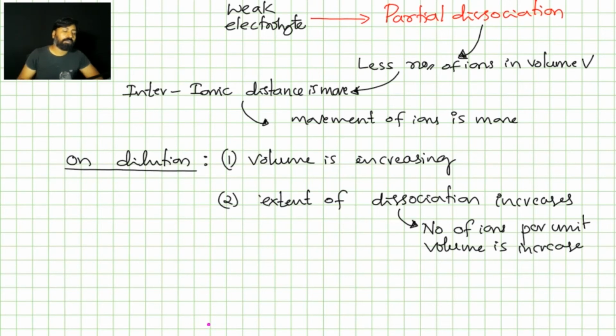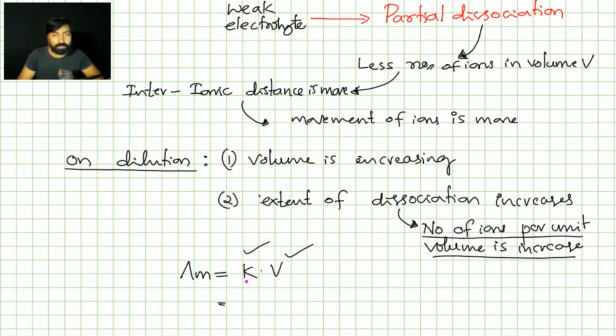Both factors are there in molar conductivity. In the formula, lambda m is equal to K, the conductivity, multiplied by the total volume. K is also increasing here, because the number of ions per unit volume is increasing. As you are diluting it, the volume is also increasing. Whatever the increase in the conductivity is, it is very small, but the increase in the volume is rapid.